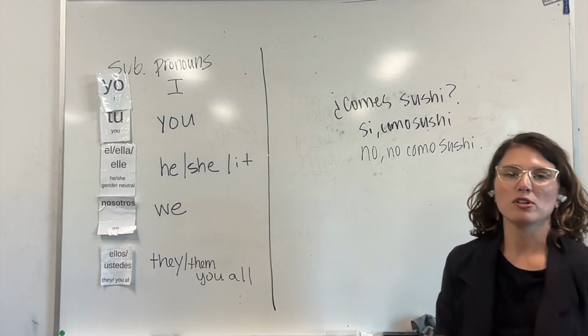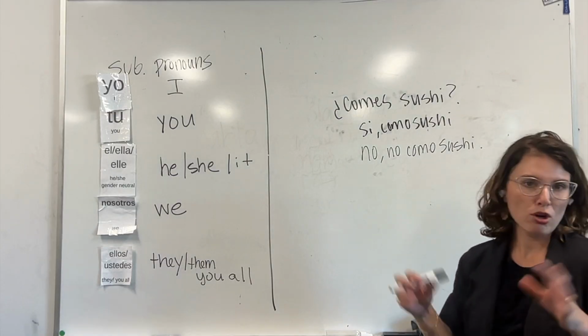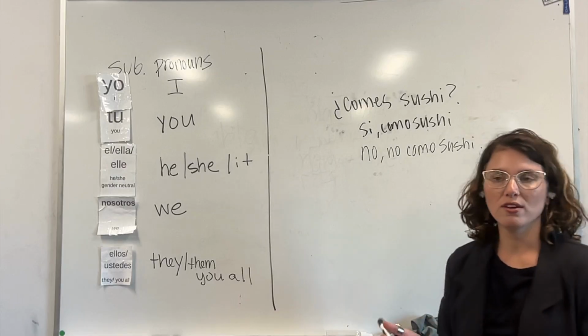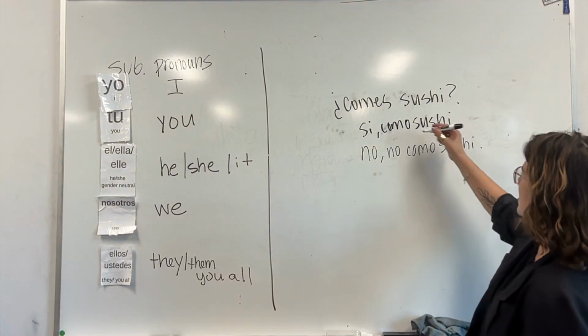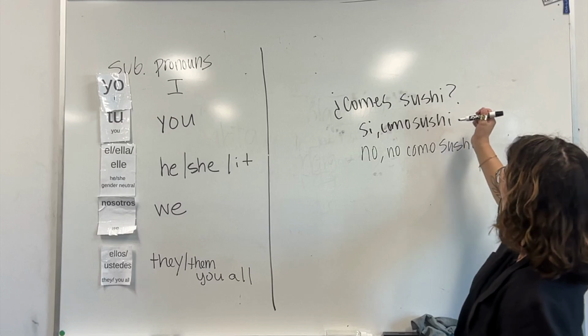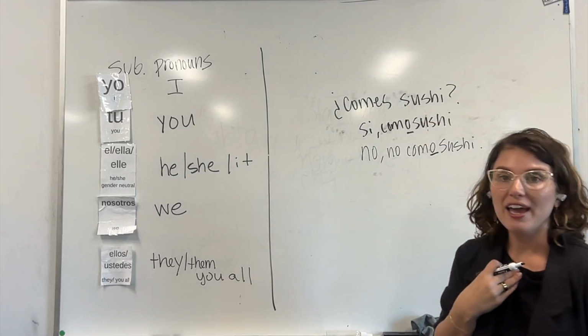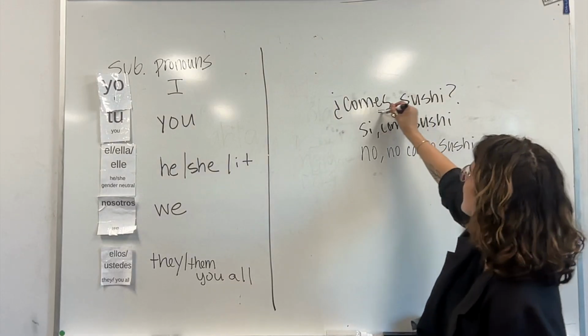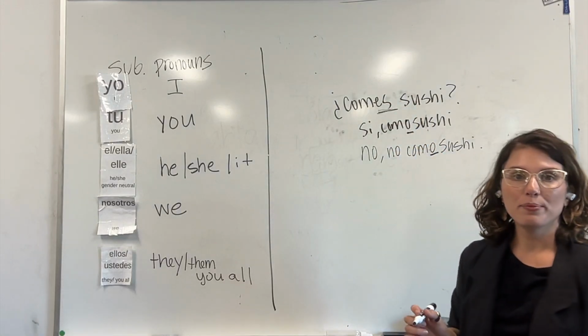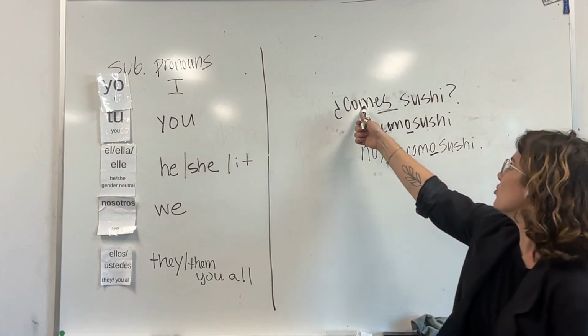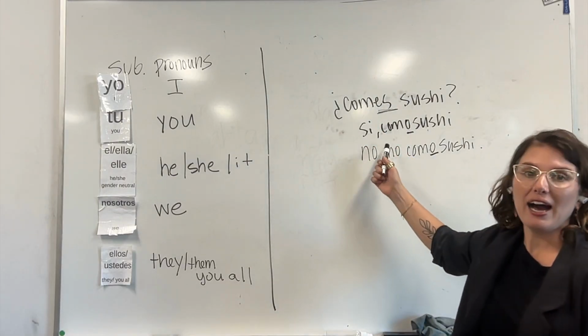We usually use the double negative in Spanish, but it's not necessary. No como sushi. You can see we're just using the O is the answer because we're answering for I, and the ES for the question because it's asking you. Do you like sushi? I like sushi.